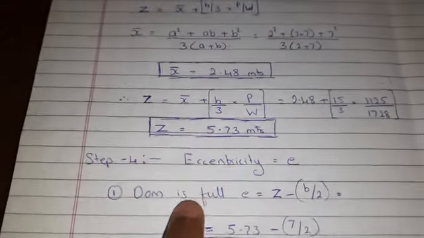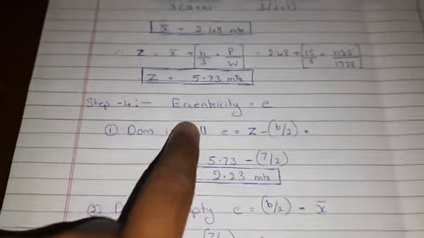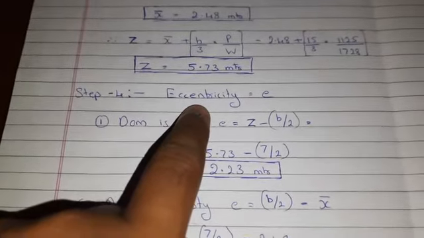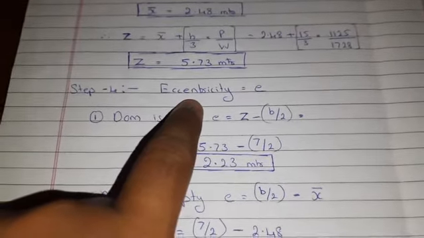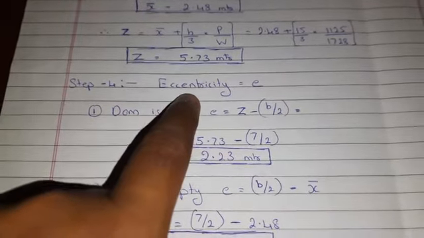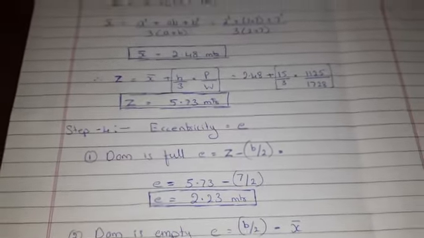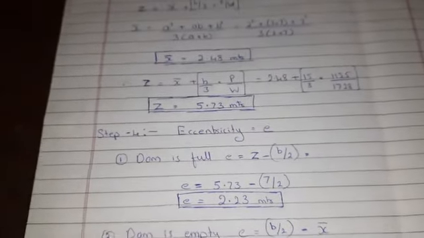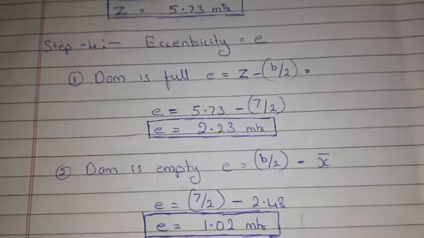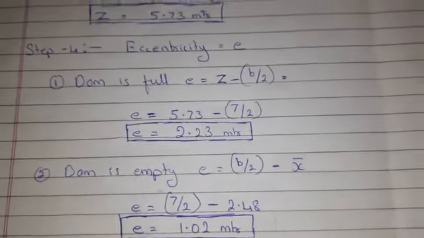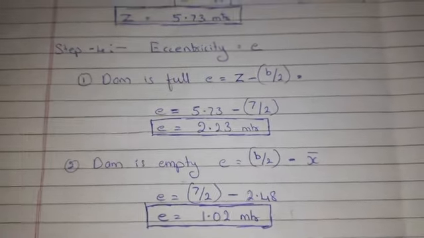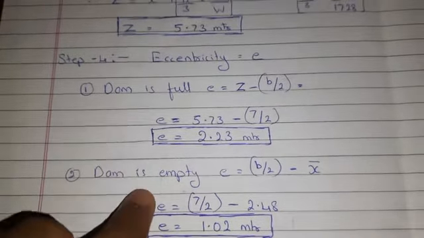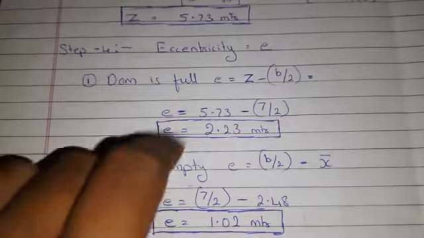Next we go to step number 4, that is we calculate eccentricity. In the problem, it is asked to determine the intensities of pressure when the dam is full and when the dam is empty. So for both conditions we have to determine the pressure intensities. So in step number 4 we calculate eccentricity. We have two conditions: the first when the dam is full and the second when the dam is empty.